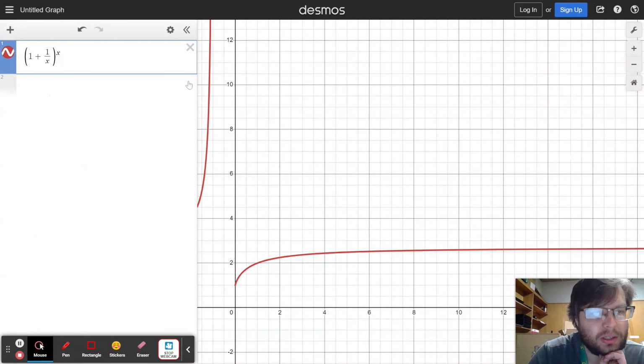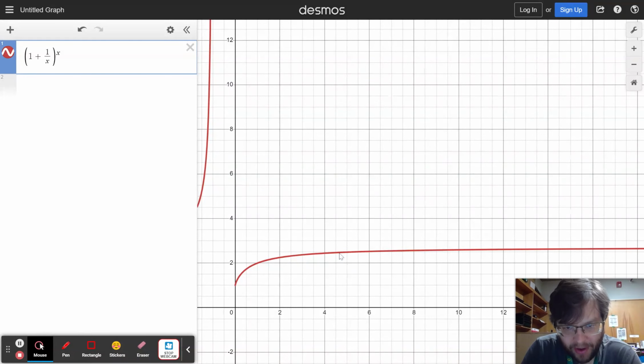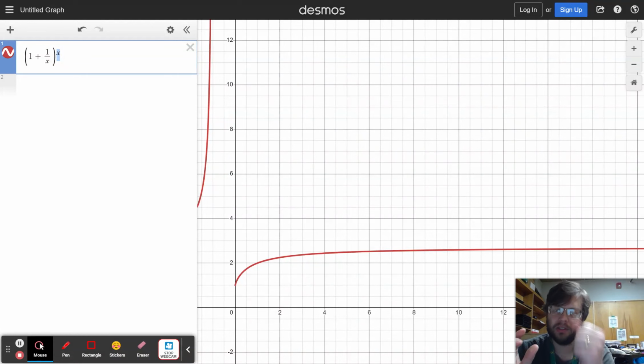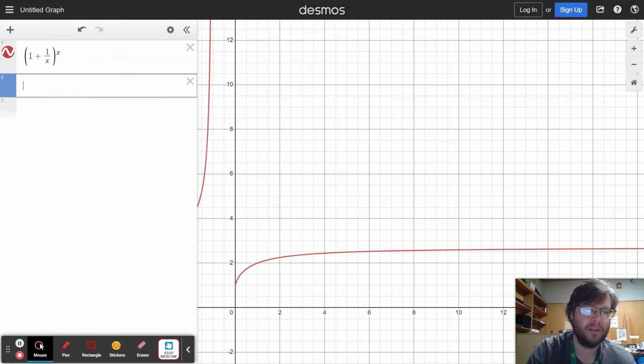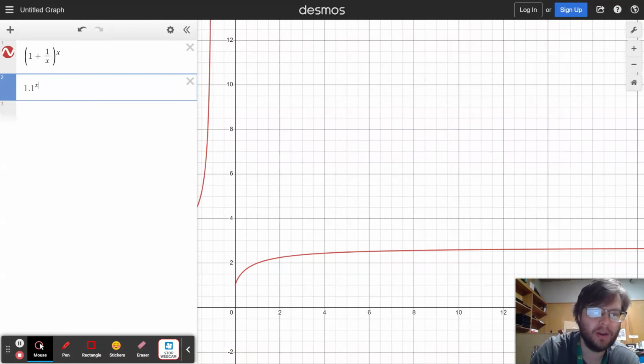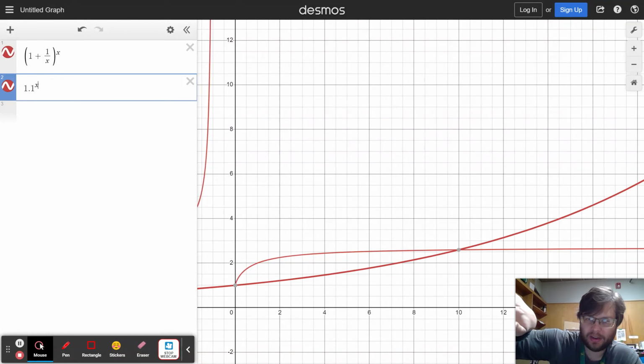Now this should be somewhat surprising. Notice that my graph flattens out here. It's getting bigger because I'm taking a number that's bigger than 1 and I'm raising it to a power. And we learned in exponential growth that if you are raising a number that's bigger than 1 to a power, it's going to grow like this. So why does it not take off and grow like an exponential graph? Remember, if I did 1.1 raised to x, it takes off like that.